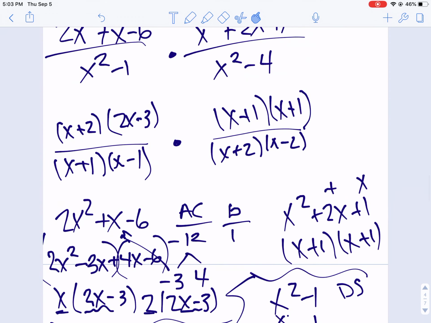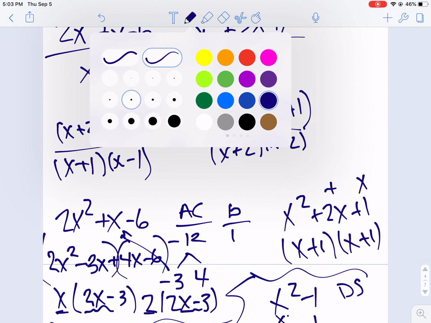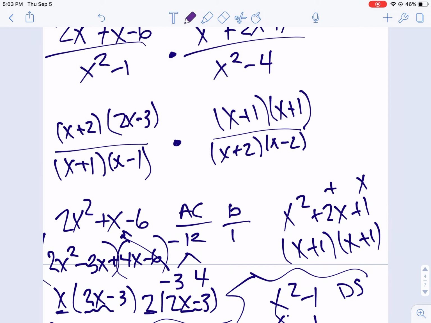Okay? So then we're going to go through and cancel everything out that matches. So there's an x plus 2 down here and an x plus 2 up here. We cancel. We got an x plus 1 and an x plus 1. And that's really all that can cancel.